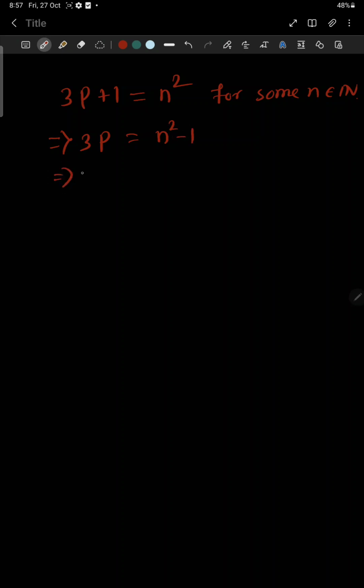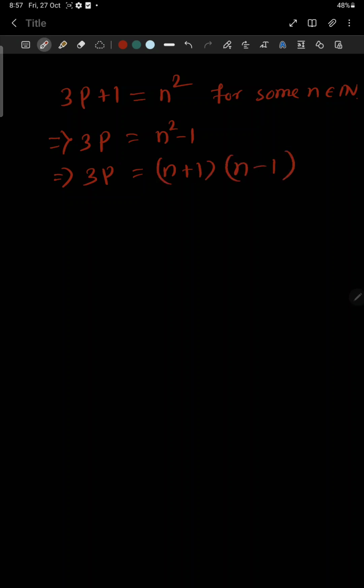In question number 9, what is given is that 3p plus 1 is a perfect square, meaning suppose that 3p plus 1 is n square, for some n belonging to the natural numbers. And here p is a prime number. Then we can write 3p equal to n square minus 1, and it gives 3p equal to n plus 1 into n minus 1.